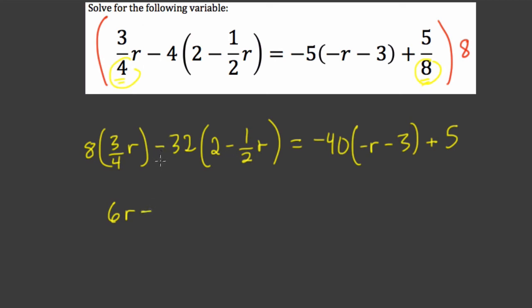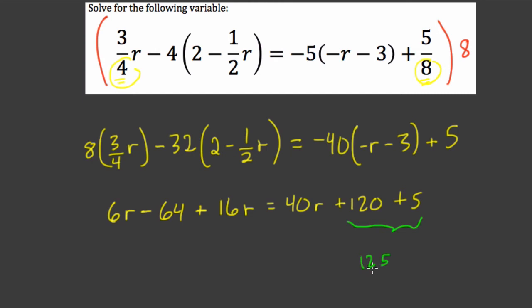And this is the same problem. We're just avoiding fractions. Negative 32 times 2, that's negative 64. Negative 32 times 1/2, it's what? It's positive 16r, right? 32 cut in half is 16. Equals negative 4 times negative r, which is positive 40r. Negative 4 times negative 3 is positive 120, right? Plus 5. Now we combine like terms. These two equal 125. This is 40r.